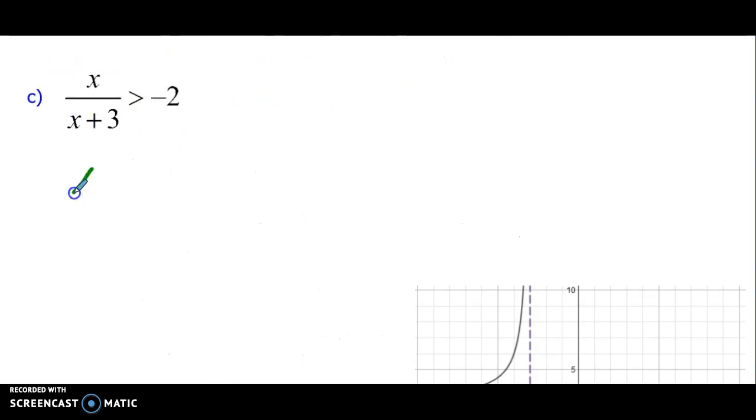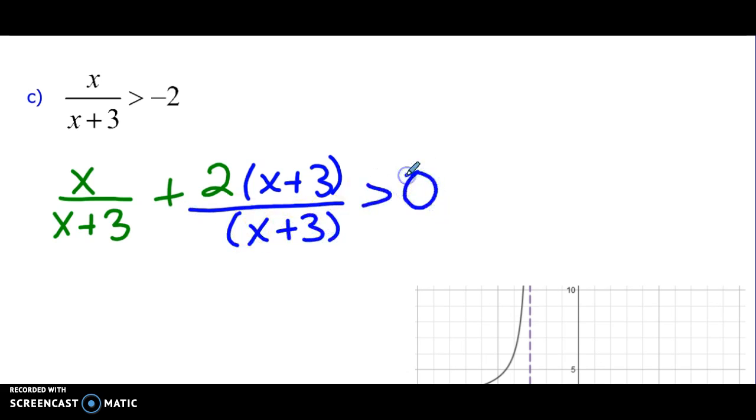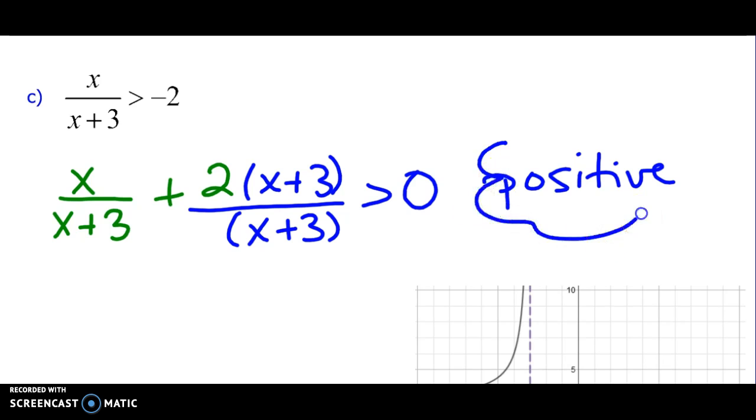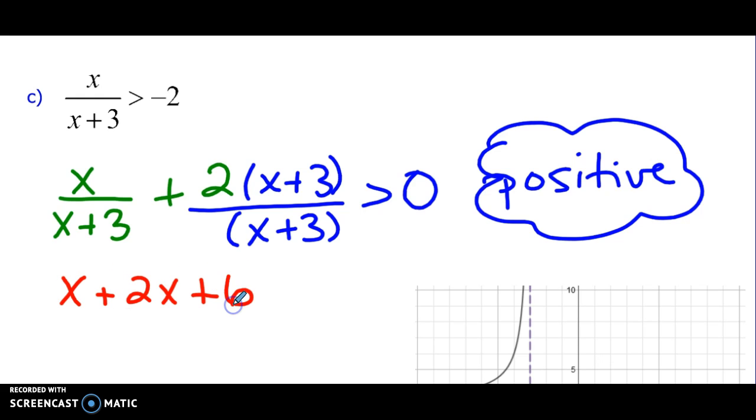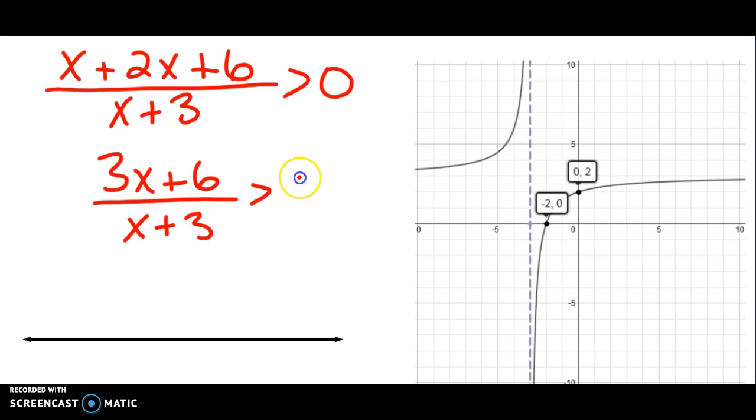Okay, and our last one, again, we're going to move everything to one side. So x over x plus 3. We add 2 to both sides and make a common denominator. So plus 3 over x plus 3. This time we're looking for greater than 0. So we're looking for positive values of y. We're going to put all that together. So we have x plus 2x plus, distribute that 2, we get 6 over x plus 3 greater than 0. So we have (3x plus 6) over (x plus 3) greater than 0.